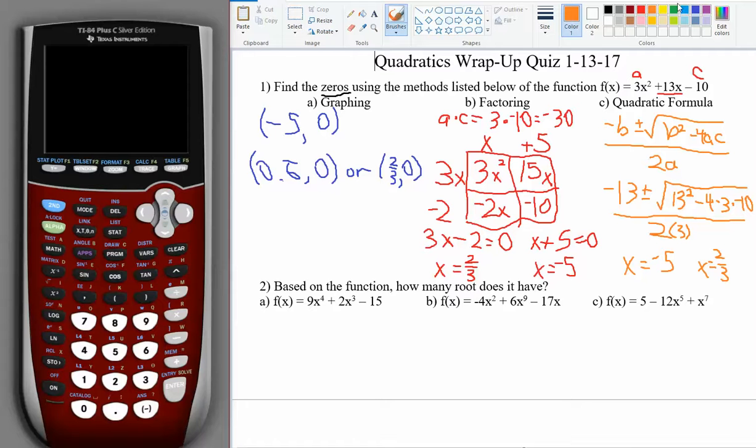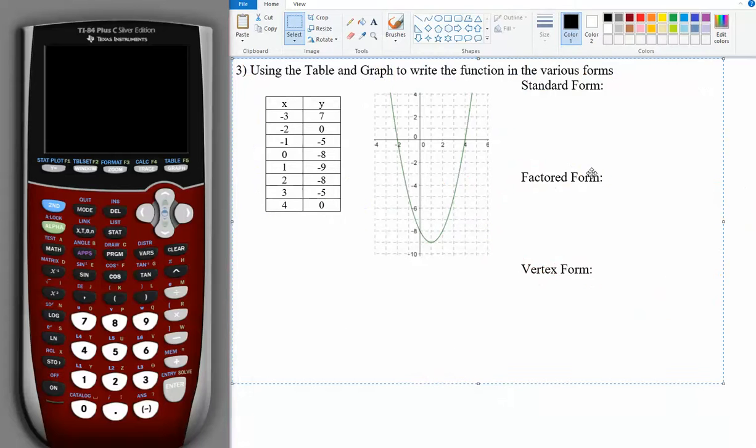Alright, so bottom problems. Based on the function, how many roots? This, guys, is super simple. Threw these in as kind of gimme problems. But the answer is simply, what is the largest exponent? That will tell you how many roots the function has. So a is 4, b is 9, c is 7. That straightforward. Okay, back page.